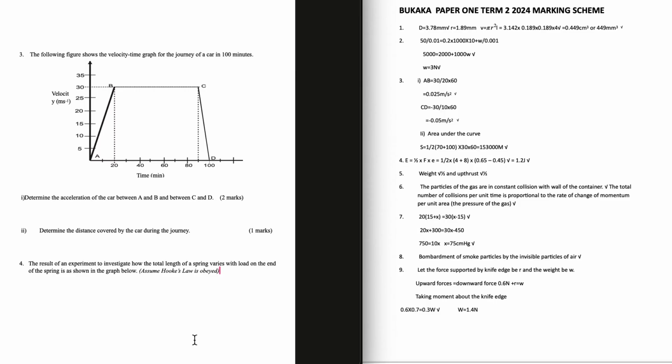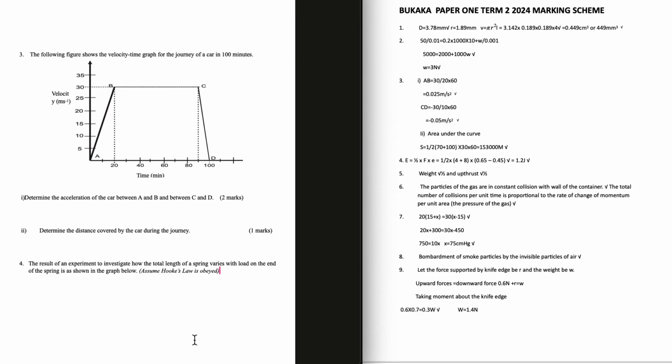Question 3. The following figure shows the velocity time graph for journey of a car in 100 minutes. Determine the acceleration of the car between A and B and between C and D. That is how you determine the acceleration. Question 3.2. Determine the distance covered by the car during the journey. So this is how you determine, that is the area under the curve.